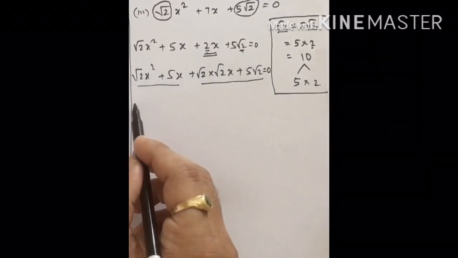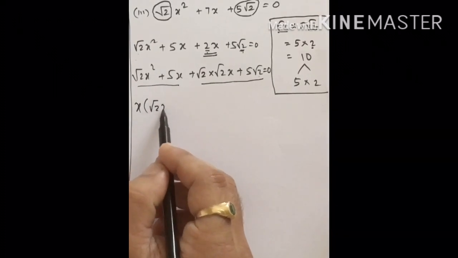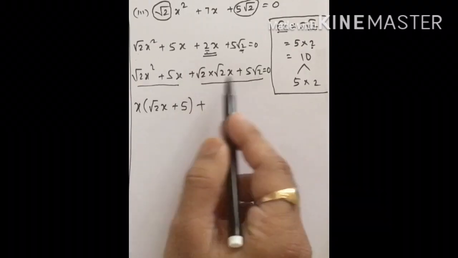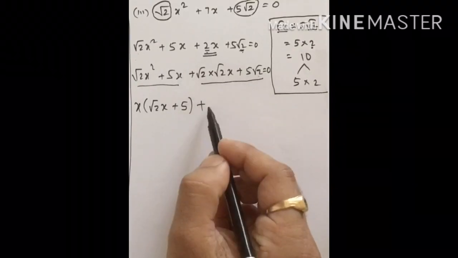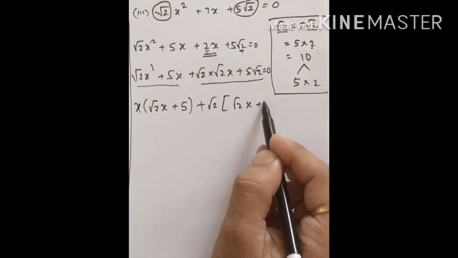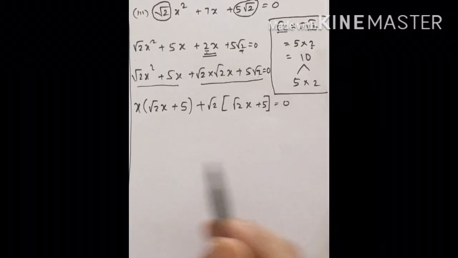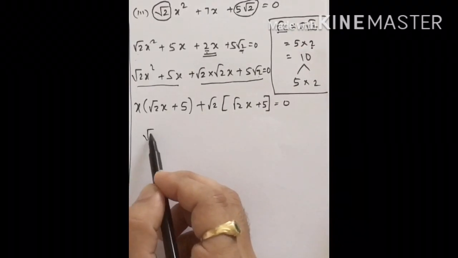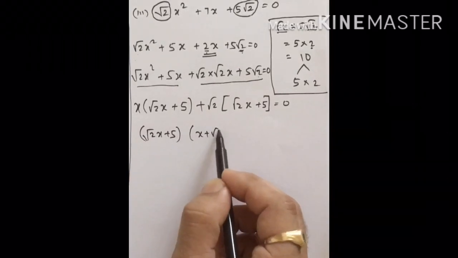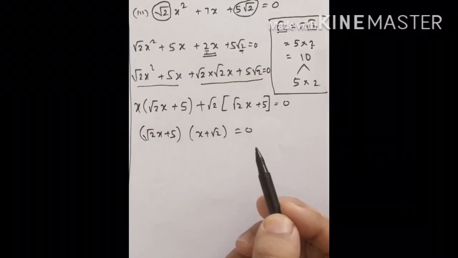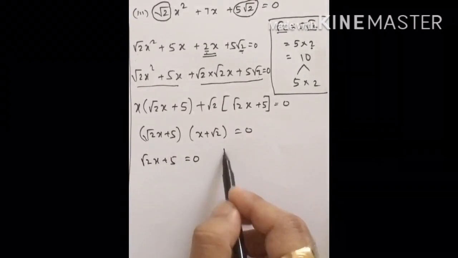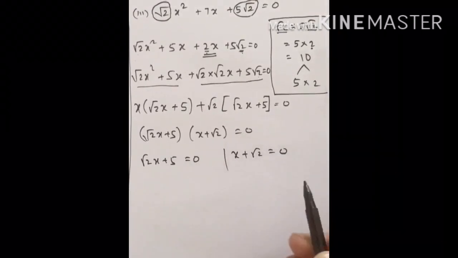So now what is common here? X is common. Root 2x remains plus 5 remains here, plus here what is common? Root 2 is common. This root 2 and this root 2 I will take out. What remains inside the bracket? Root 2x plus 5, that is equal to 0. Now what is common again? Root 2x plus 5 is common. What remains inside the bracket? X plus root 2 is equal to 0. So root 2x plus 5 is equal to 0 and x plus root 2 is equal to 0.